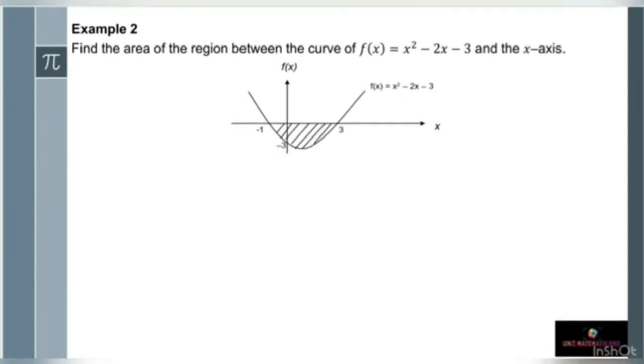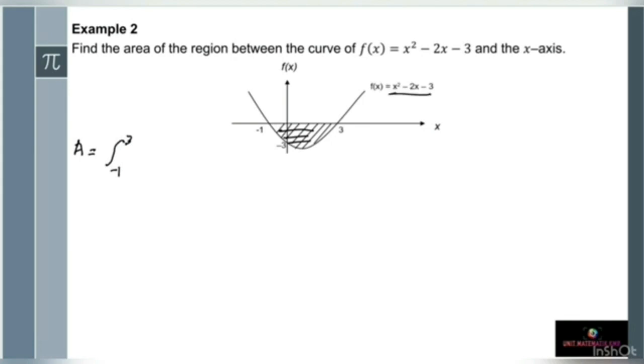And for example 2, find the area of the region between the curve of f(x) equals x squared minus 2x minus 3 and the x-axis. Again, we are given the graph and the region here. So what we have to do is find the area. But you notice here, the region is under the x-axis and you must include the modulus. So the area is given by integration from -1 to 3.